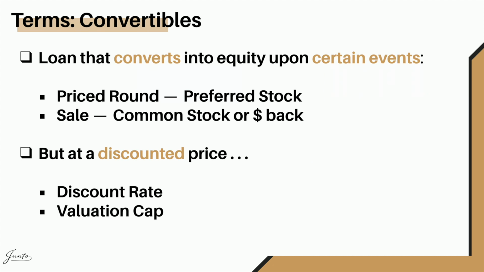Basically, the idea is that there's a loan that converts into equity upon the happening of certain events. Once the company does raise a priced round, that convertible note will convert into preferred stock. If there's a sale of the company, then that convertible note will convert into the better deal for the investor, the common stock or their money back. But it's going to be at a discount price. That price is going to be the better deal for the investor between the discount rate and the valuation cap. So this is purely an overview of convertible instruments.